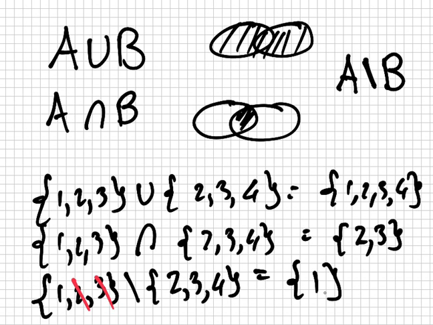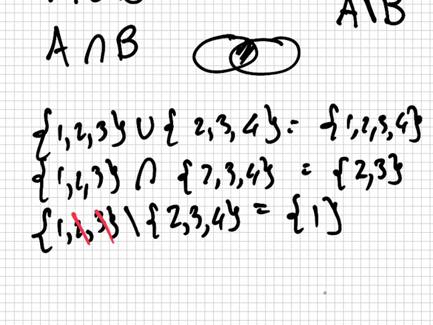What's in A? 1, 2, 3. And what's in B? 2, 3, 4. So it means start with A and exclude from it that which is also in B. Also in B is 2, 3, so they get excluded from A. So it's almost like a subtraction.